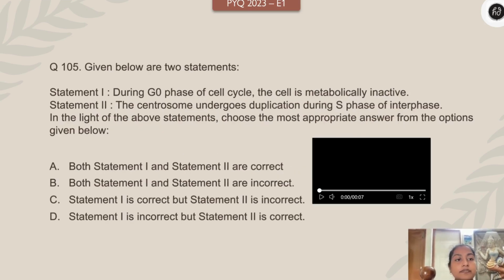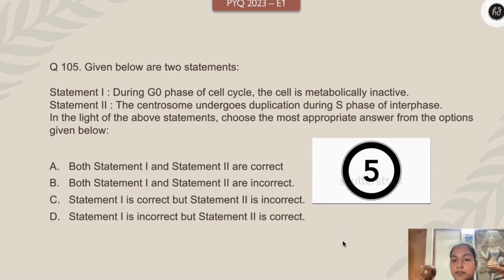Next one. Given below are two statements. Statement 1: G0 phase, the quiescent phase of the cell cycle where the cell is metabolically inactive. Statement 2: the centrosome undergoes duplication during S phase of the interphase. Choose the right option. Both the statements are correct, both the statements are wrong, statement 1 correct and statement 2 wrong, statement 1 wrong and statement 2 correct. Your time starts 3, 2, 1 right now.